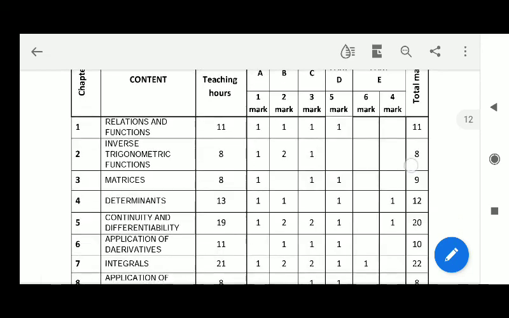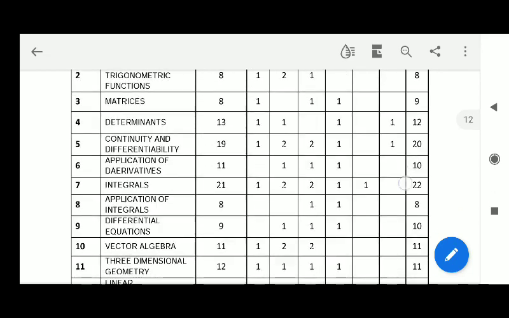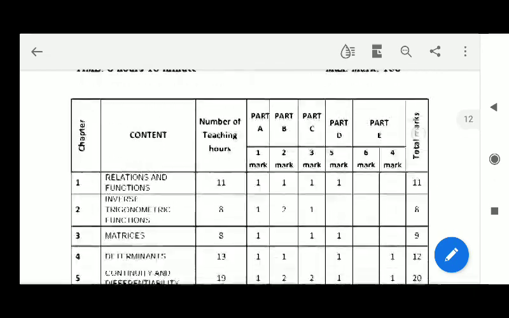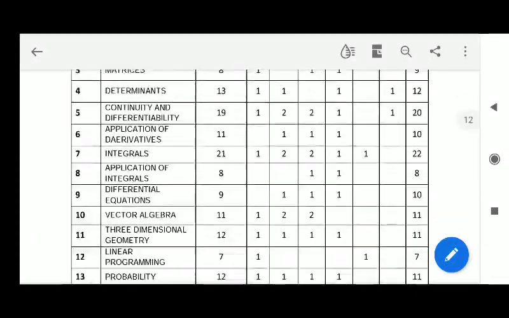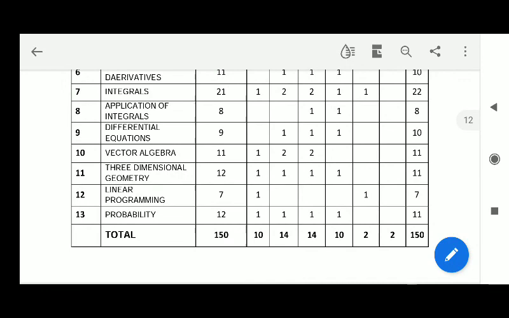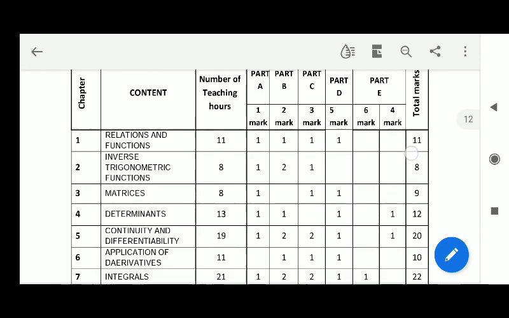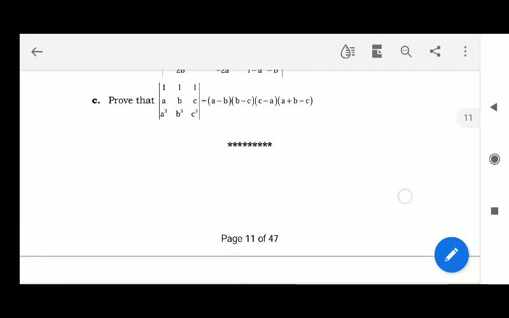This whole syllabus and the question paper pattern I will send you in the group also, so that you can download it. If you have any queries regarding this, then you can ask me.